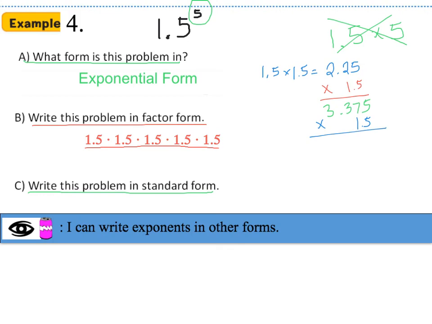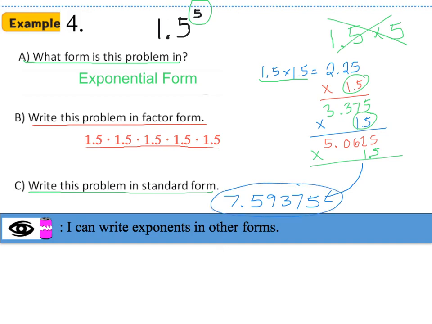And when I multiply that out, I get 5.0625. So we've only multiplied 1 and 5/10 1, 2, 3, 4 times. I need to multiply it one more time. So multiply that by 1 and 5/10. My answer in standard form should be this long number right here. After multiplying it to itself 5 times, this is what I get. So this is the answer in standard form.